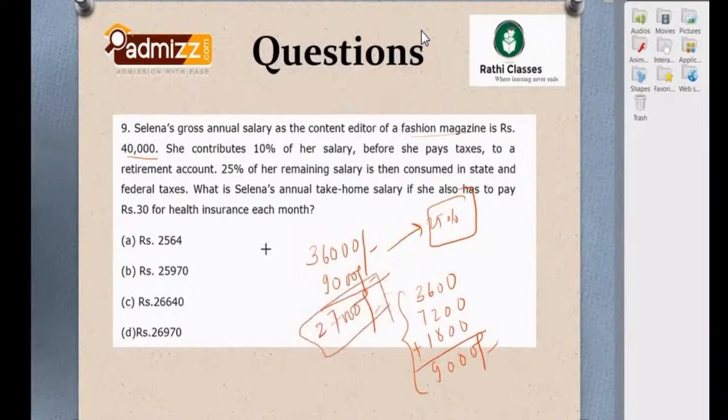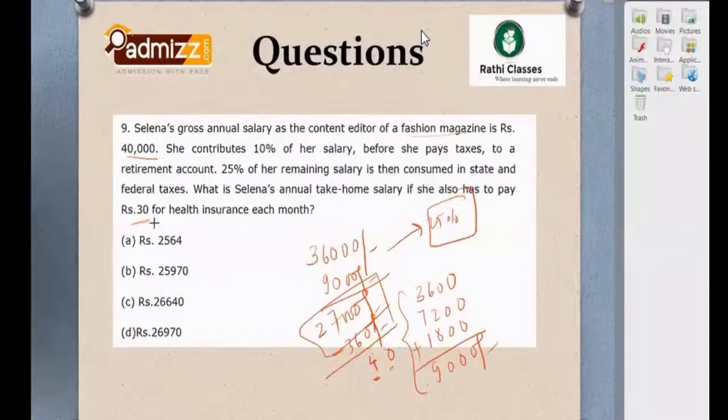So the answer should be again less than 27,000. Reason: 30 rupees per month she pays. So in a year there are 12 months, so you need to still subtract 360. If you subtract 360, the option should end with 4 and with 0. If you see the options, no need to solve entirely. The option is clear. The answer would be C.